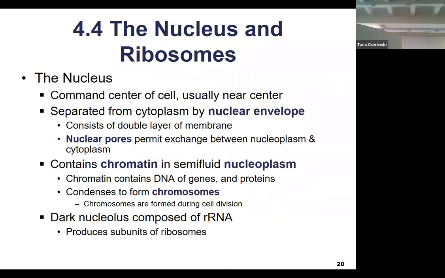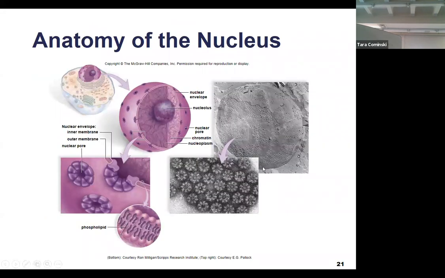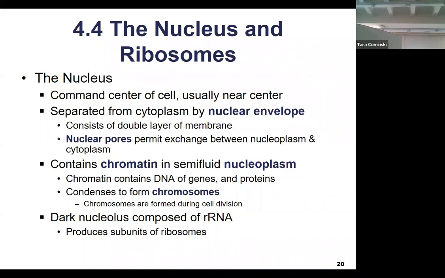Also mentions here the nucleolus, okay? So if you guys look at this picture here, it kind of looks like a smaller nucleus inside the nucleus. That's called the nucleolus. What happens in the nucleolus? That's where the ribosomal subunits are produced.